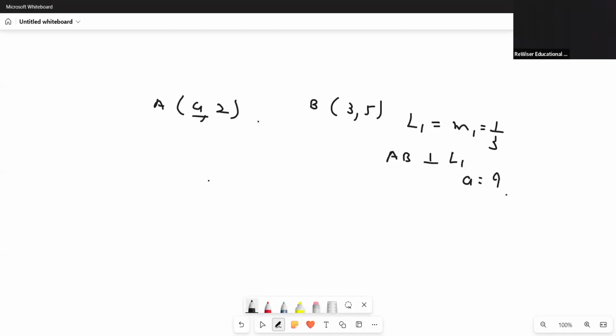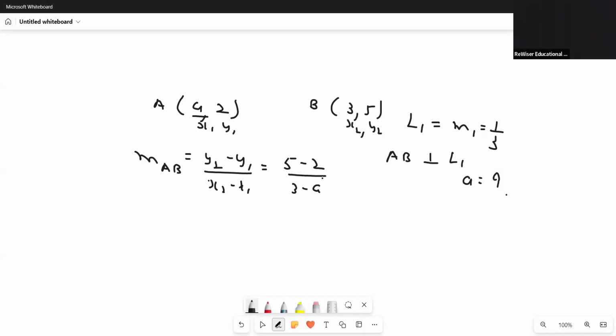In that case, we'll first find the gradient of AB. Again we apply the formula with (x1, y1) and (x2, y2). So it's y2 minus y1 over x2 minus x1, that is, the difference of ordinates over the difference of abscissas. And that equals 5 minus 2 over 3 minus a.